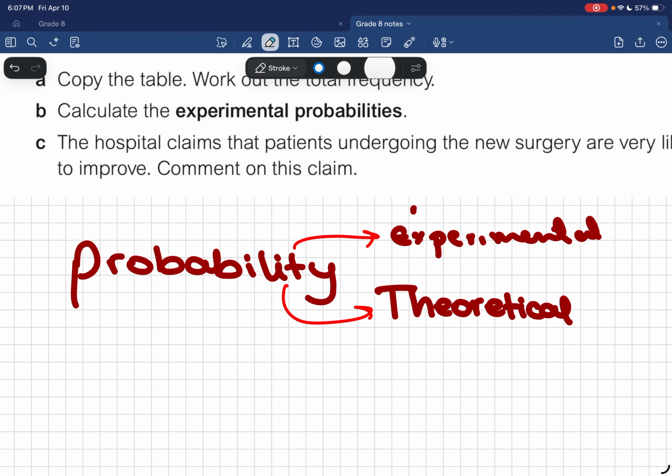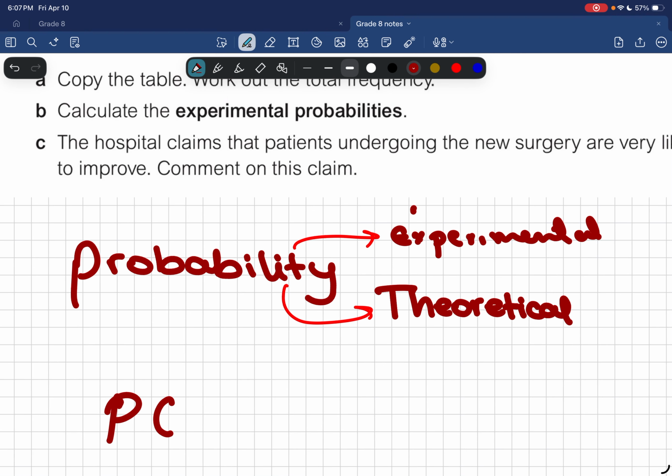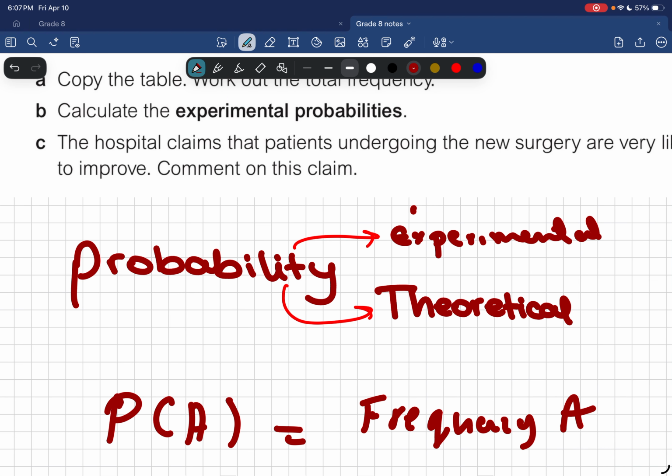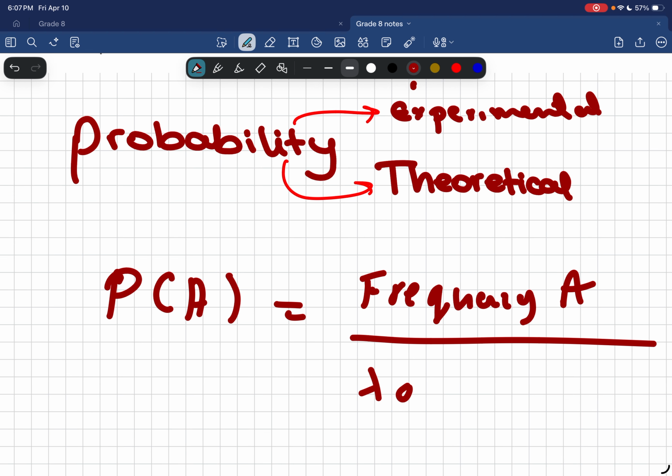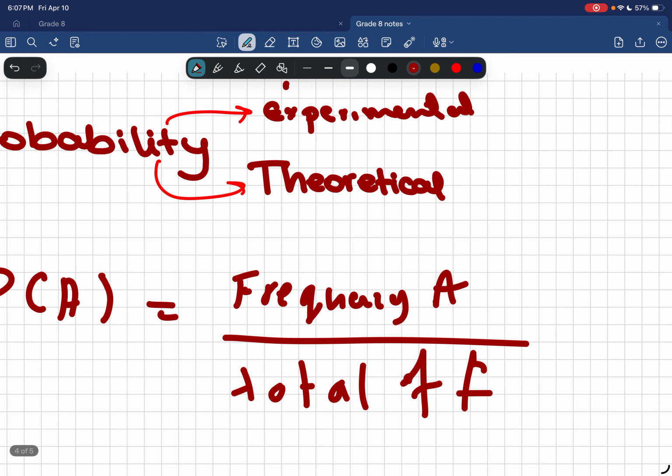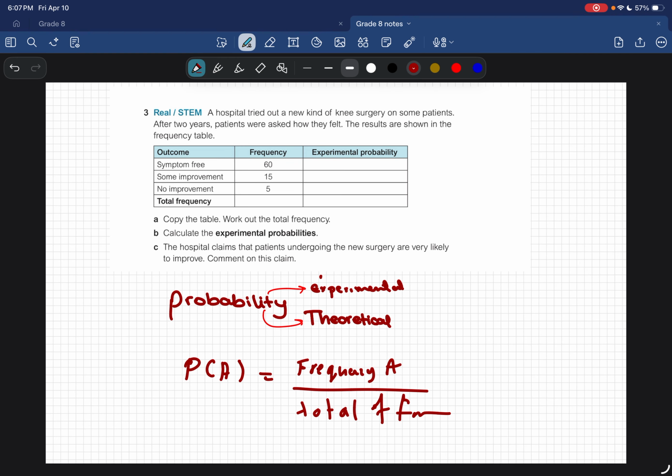And the same rules apply for both. So let's say the probability of an event called A, whatever it is, is going to be the frequency of that event A over the total of frequencies here in experimental probability. So let's do it here, guys.